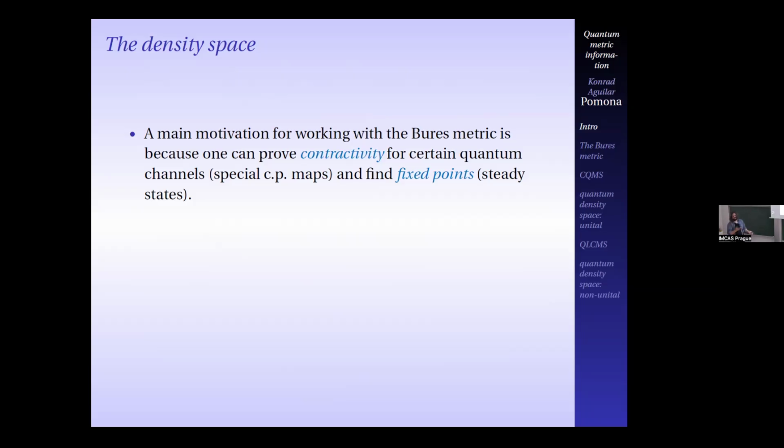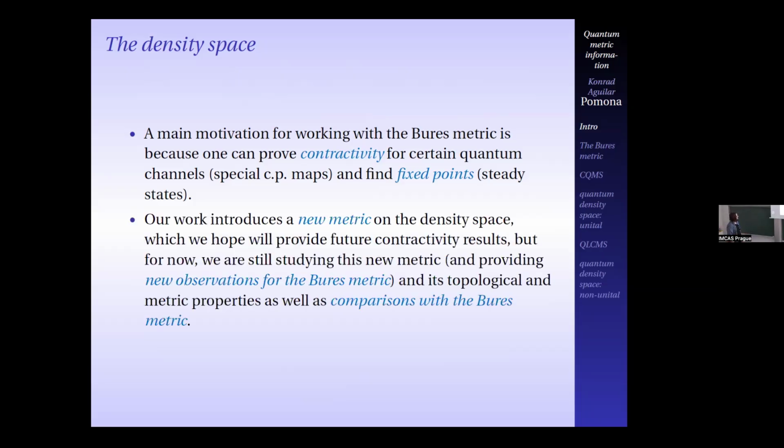But now let's talk about the mathematics side a little bit more. Our work introduces, we have the Bures metric, the classic metric on the density space by Bures, generalized to unital C-star algebras by Ferencz and Rahman. And what we're introducing today is a new metric on that. Well, this is a couple papers, a new metric on the density space, which we hope will provide further contractivity results. And we have some preliminary work here in the contractivity realm of things.